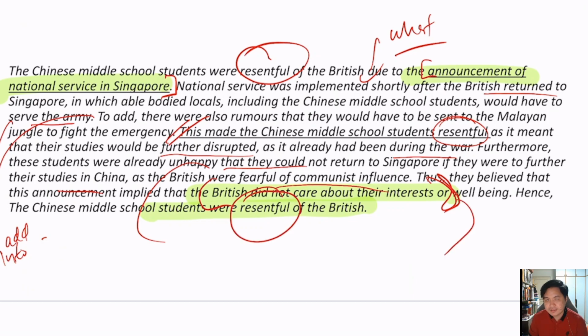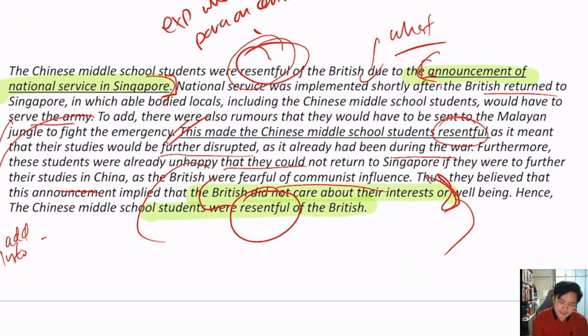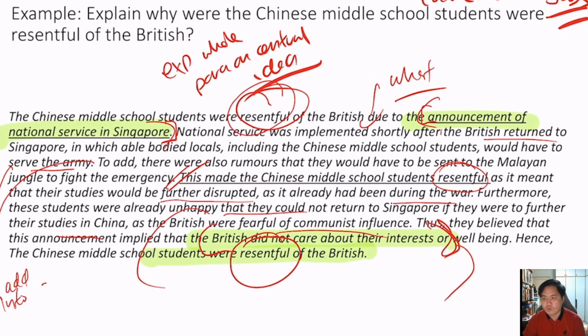So I'm very clear here. My outcome is resentment. My topic is that national service in Singapore was the thing that led to resentment. So I'm going to explain my whole paragraph based on this central idea. Explain your whole paragraph on your central idea. This is how your paragraph has scope and has focus.